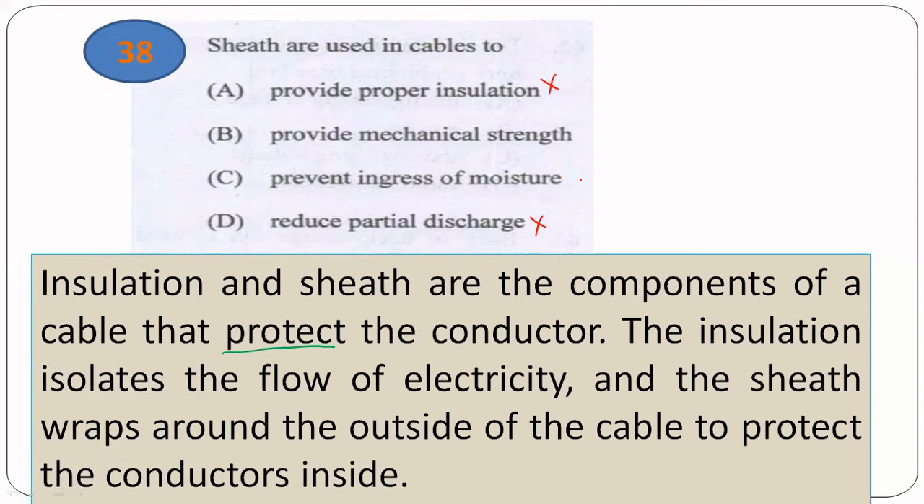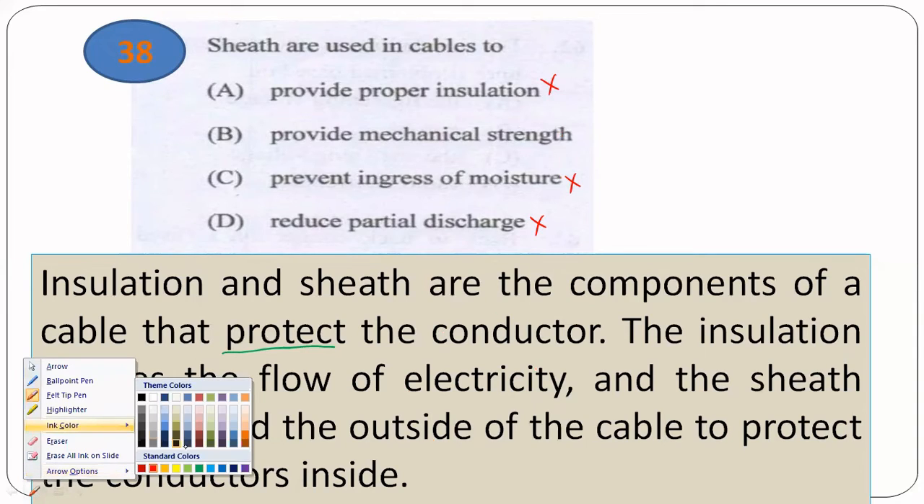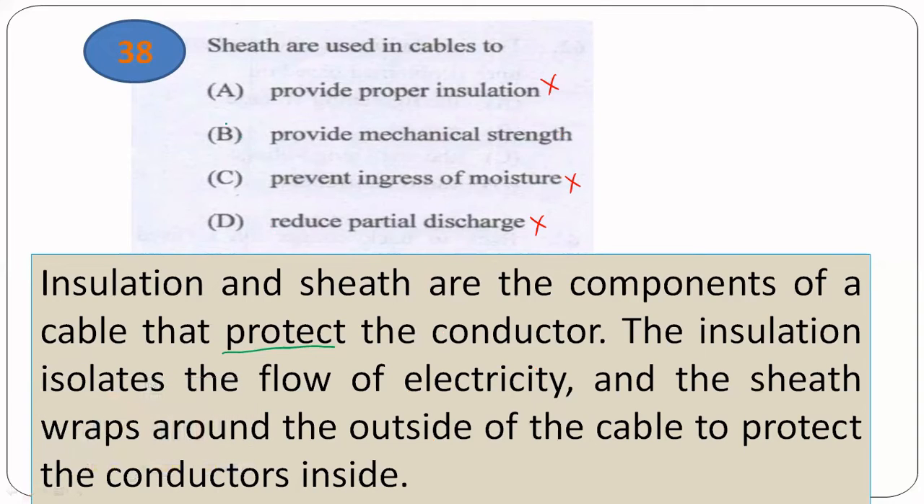This is also not valid because the sheets are used to protect the conductor. Sheet wraps around the outside of the cable to protect the conductors inside. Meaning to say that sheets are generally used to protect the conductors. In that sense, it is option B. Sheets provide mechanical strength.